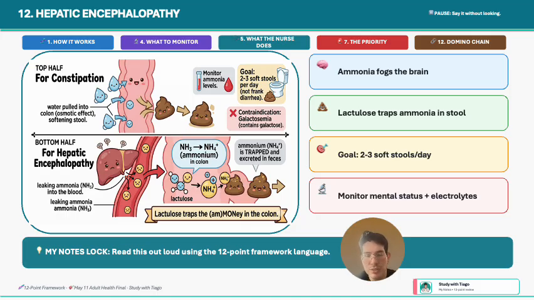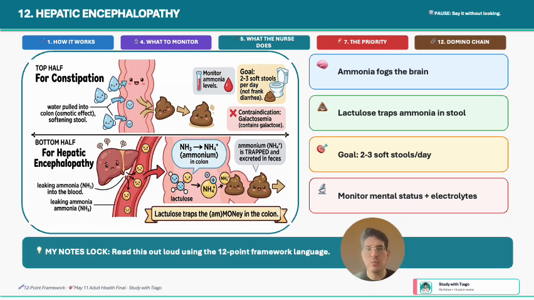The key nursing assessment is mental status. I want baseline and trend. Is the patient more confused than earlier? Are they harder to wake? Are they at risk for falls? Can they protect their airway? Are they taking lactulose? How many stools are they having?